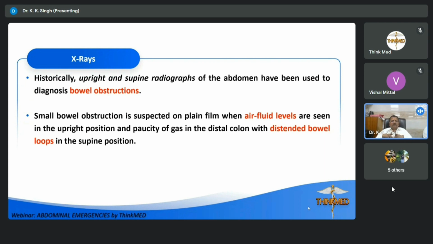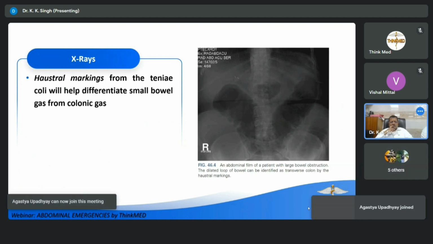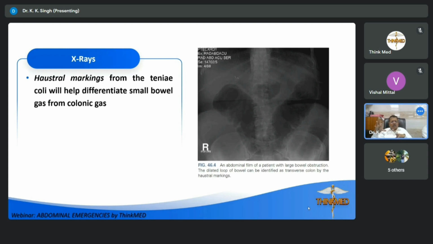Whereas if it is in the large bowel, then you will have distended peripheral bowel loops. There are certain other things also in the X-ray. If you can remember that, it will be helpful for you. Haustral markings from the taenia coli will differentiate small intestine from colonic gas.